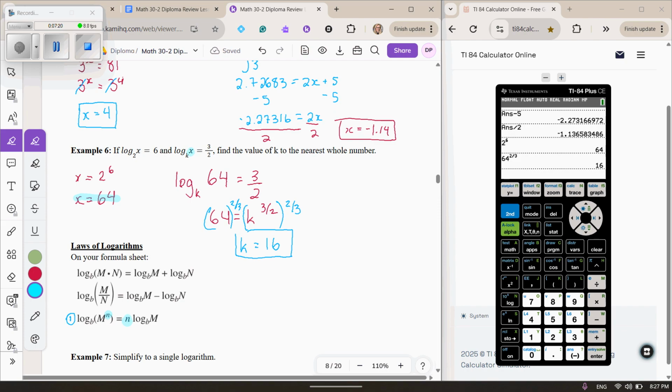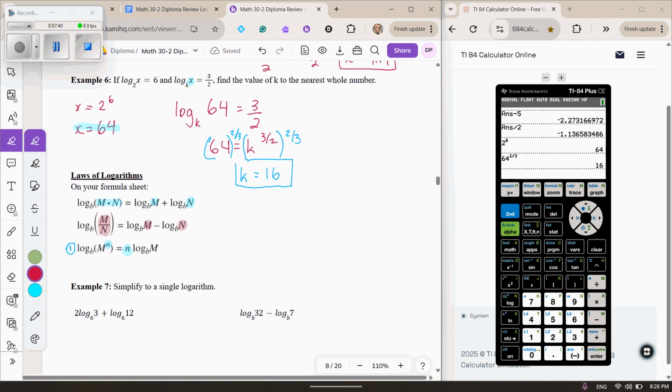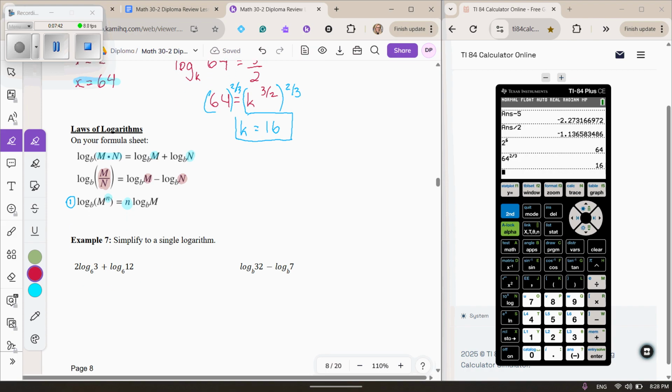And then the other ones, if you have the same base, you're adding the logarithms, you can simplify it to a single logarithm by multiplying them. And if you are subtracting logarithms with the same base, you can simplify it to a single logarithm by dividing the arguments. Okay, so let's give it a try.